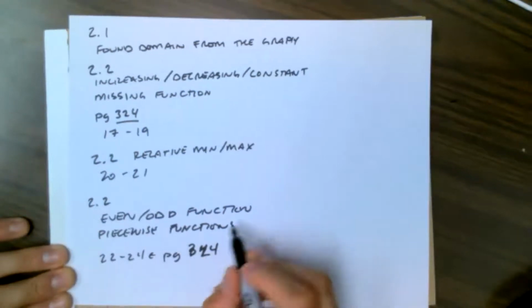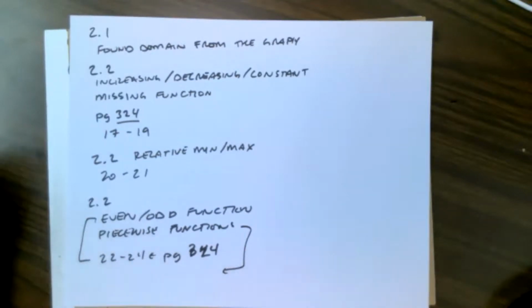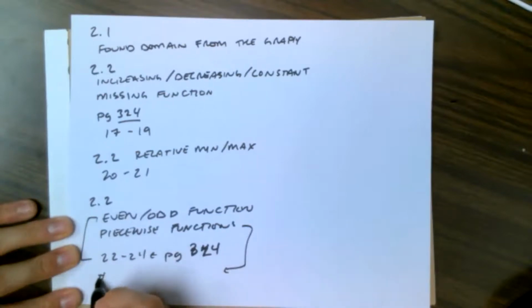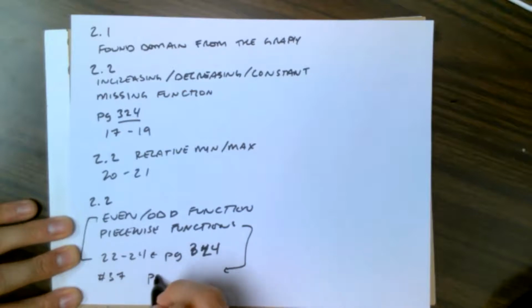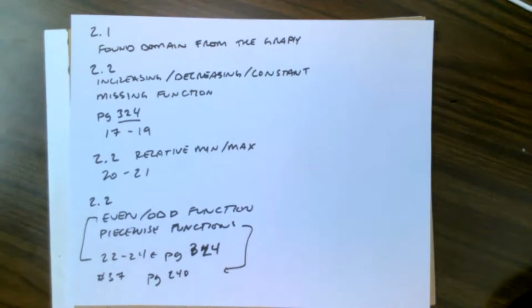But then for piecewise functions, I know this is kind of goofy, I'm sorry about that, guys. For piecewise functions, though, it's going to be more like number 37 in the homework on page 240. Okay, it's going to be asked more like that.